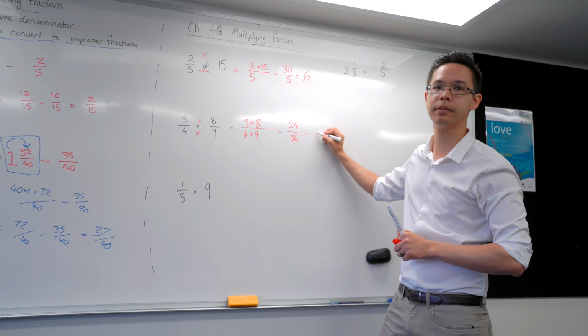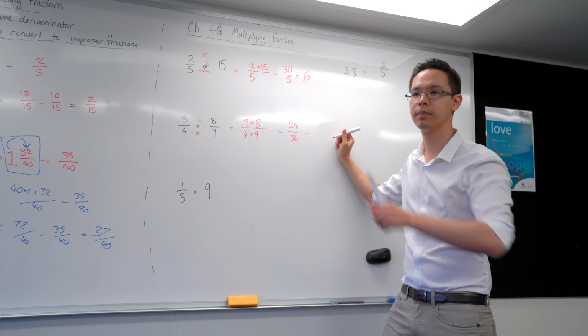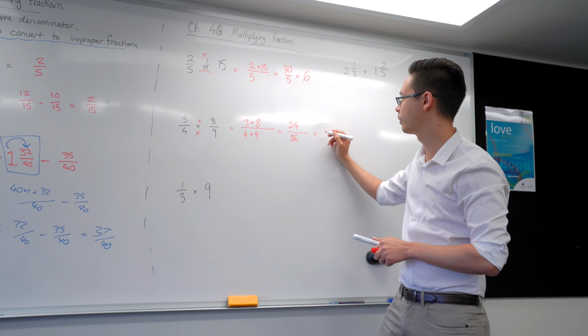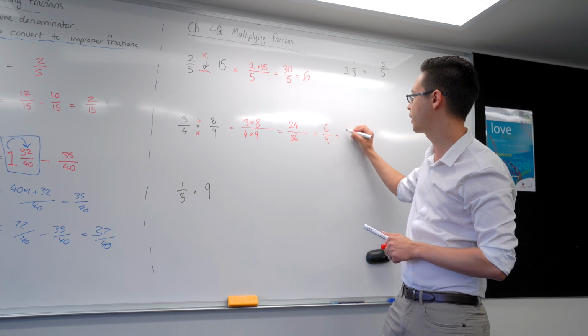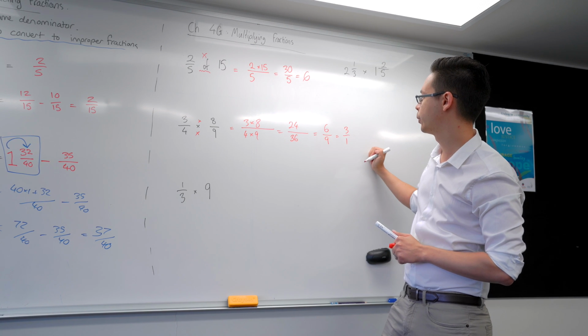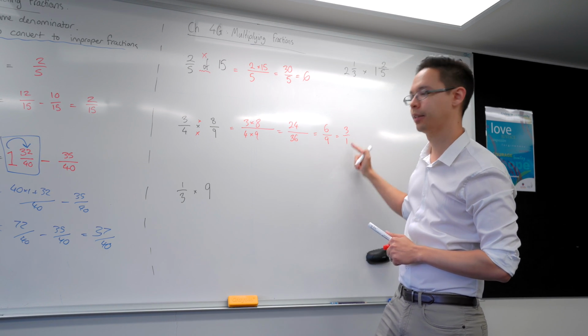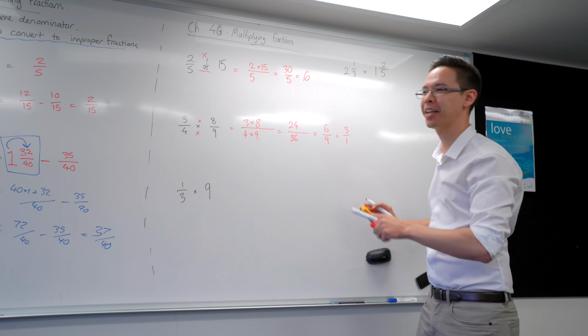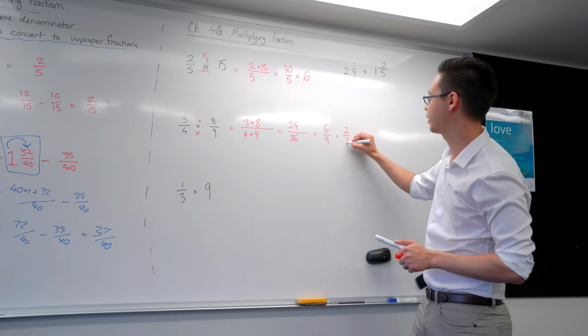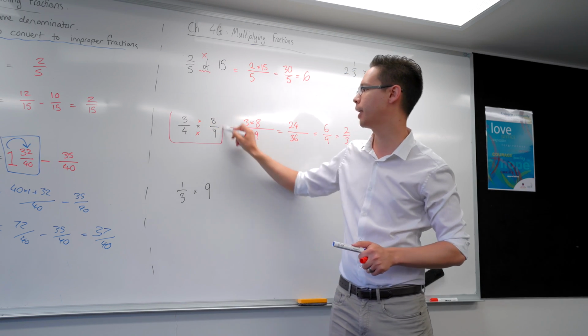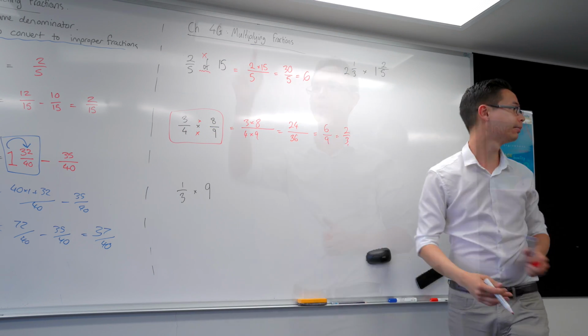Can that be any nicer? 6 over 9? Yeah. Then 3 over 1? Wait a second. Can we fix that? Yep. 2/3. 2/3. Alright, good. So can you see how multiplying 2 fractions against each other is really simple?